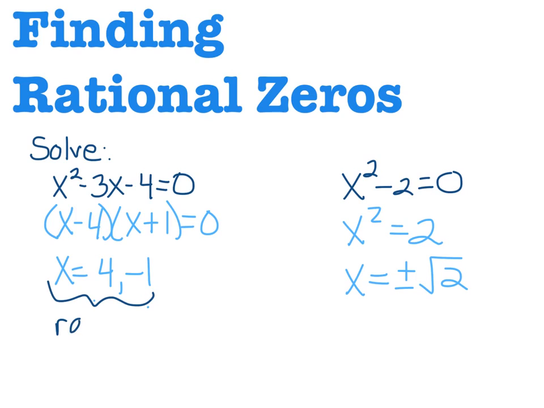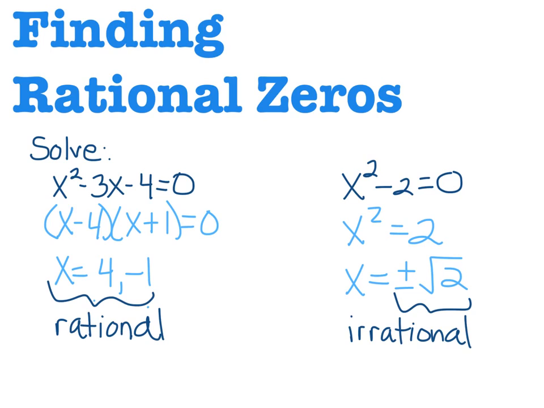Remember our types that we learned at the beginning of the year? These are rational, because they can be expressed as ratios or fractions. These two zeros are irrational. They cannot be expressed as ratios or fractions. So today we are going to focus only on the rational zeros. We will move to all of the zeros tomorrow.